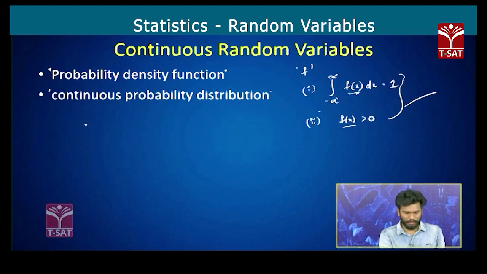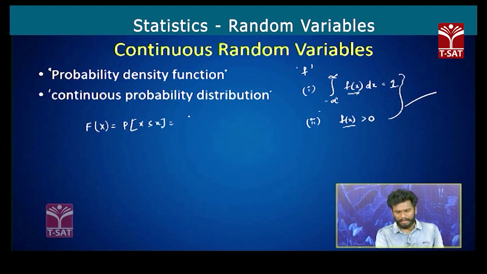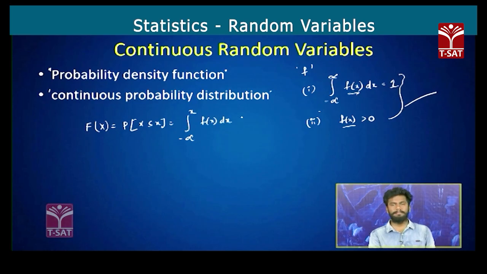Now, continuous probability distribution. So it's nothing but the cumulative probability, the same thing which we have discussed in the discrete random variables. Cumulative probability P of X less than or equal to x, which is given by the integral over -infinity to x of f of x dx.